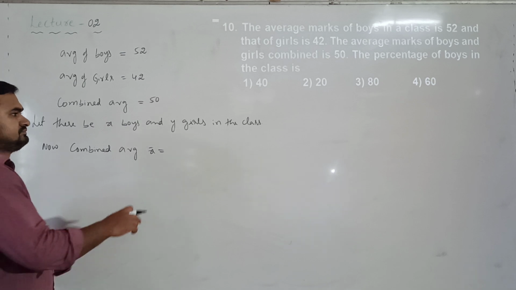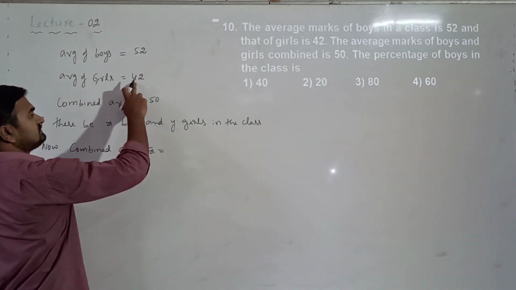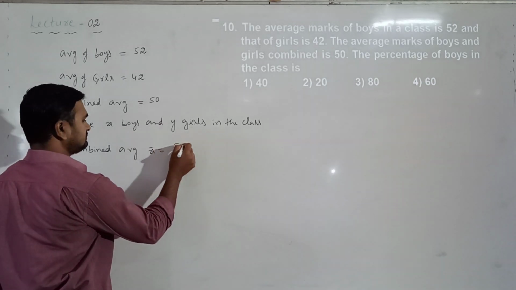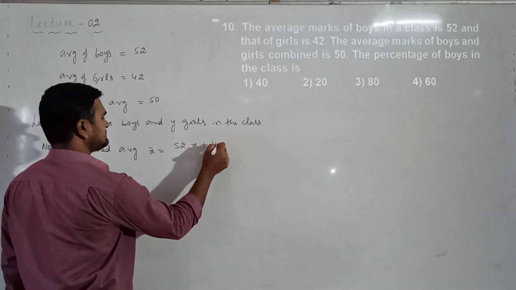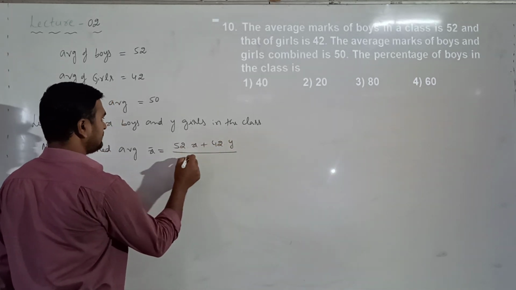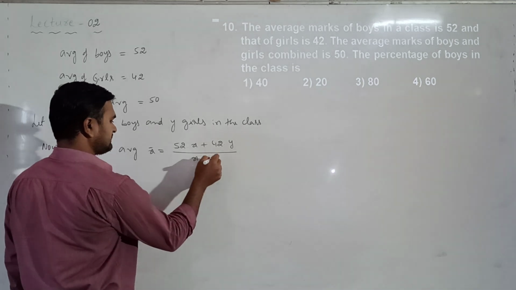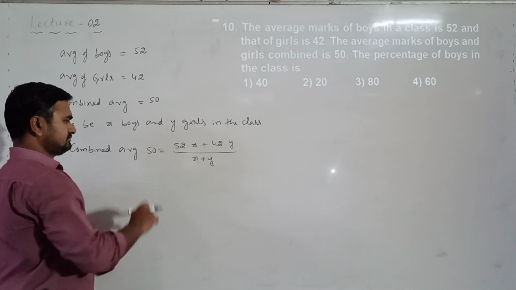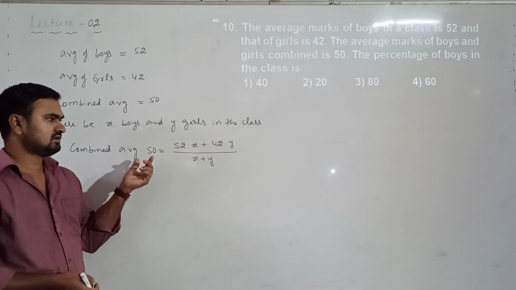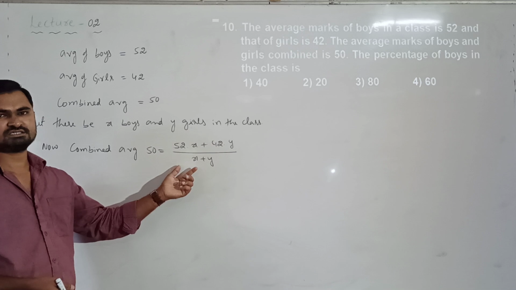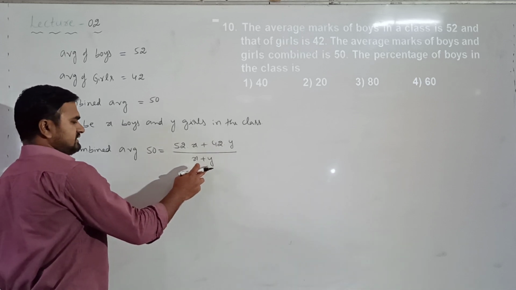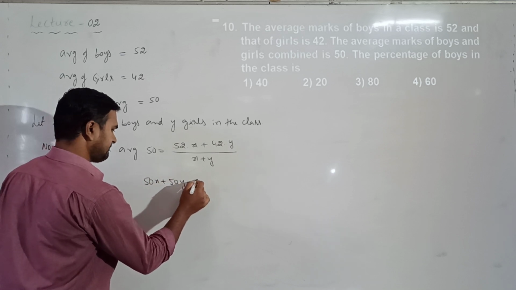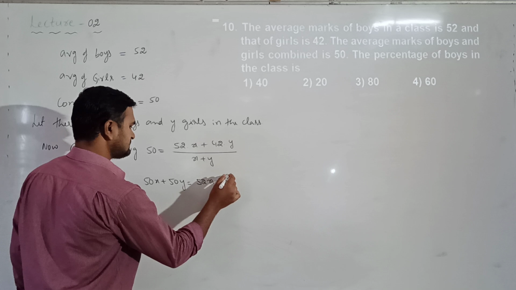Combined average formula. The average of boys is known, the average of girls is known, and their numbers are known. So using the formula, (52x + 42y) divided by (x + y). The combined average here is 50. Okay, so let us use the combined average formula for solving this question. Solving this, 50x plus 50y is equal to 52x plus 42y.